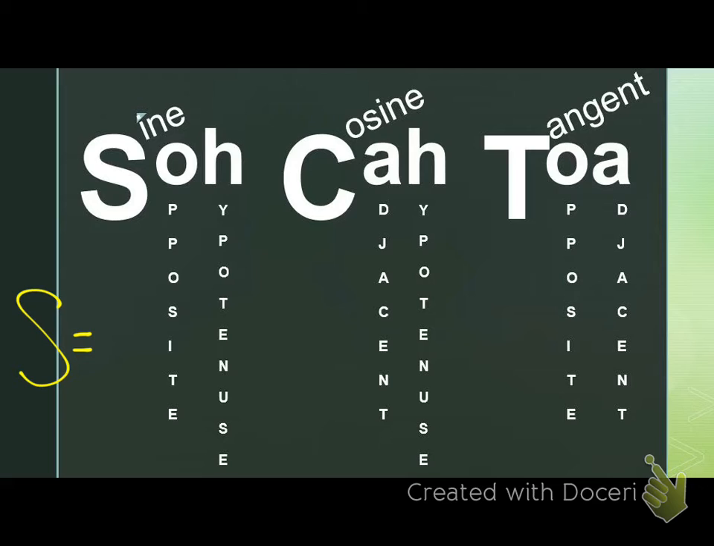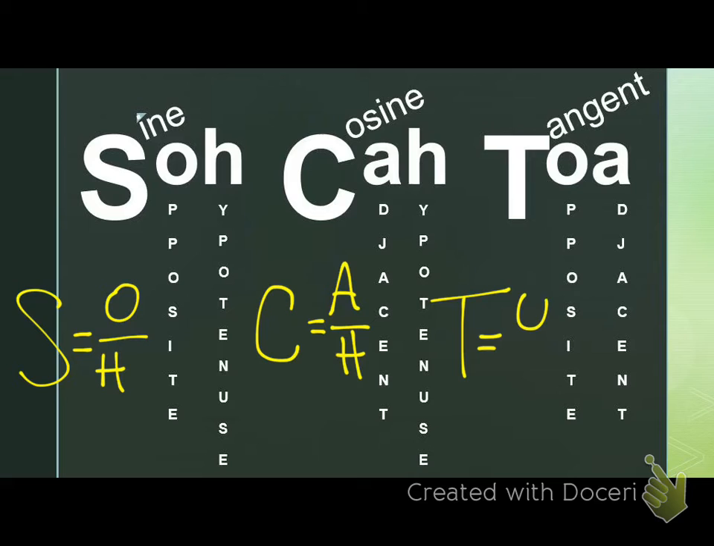These are called trig ratios. These are fractions. So sine is equal to the opposite over the hypotenuse. Cosine, this is just a different way to look at it. Some people like it the way I wrote it in white, and some people like it the way I wrote it in yellow. It doesn't matter to me, but you need to remember what SOH CAH TOA stands for. Sine is equal to the opposite over the hypotenuse. Cosine is equal to the adjacent over the hypotenuse. And tangent is equal to the opposite over the adjacent.